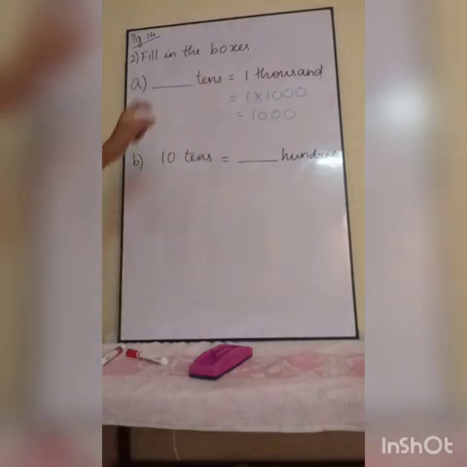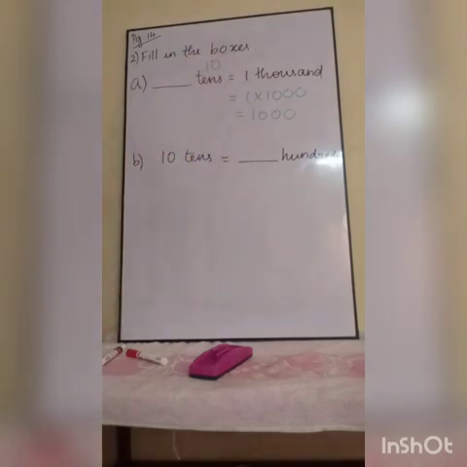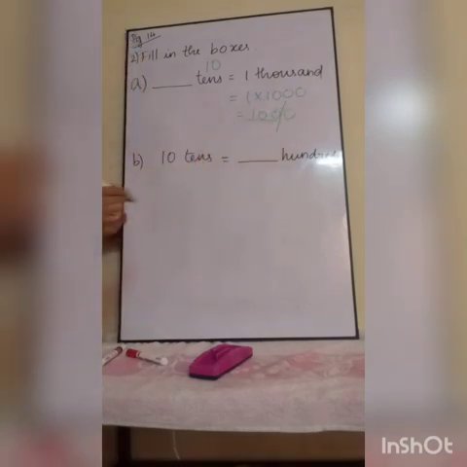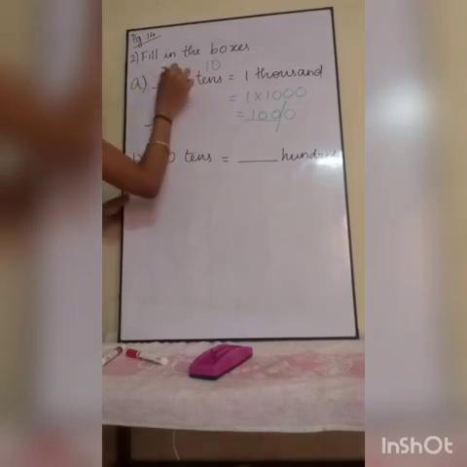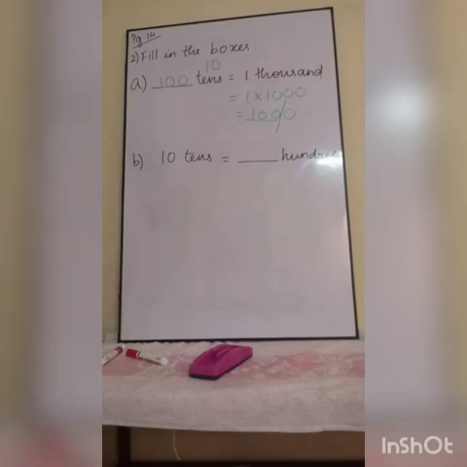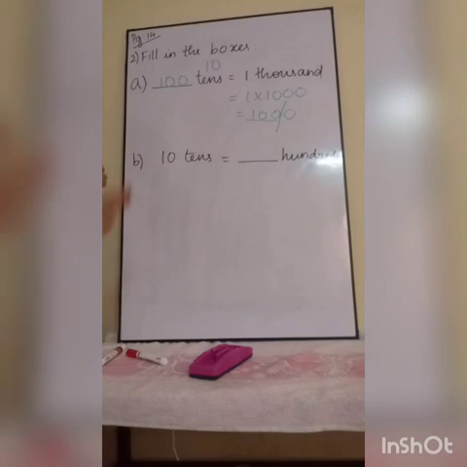So in that, can I separate tens? 10 has how many zeros? 1 zero. So I am going to separate 1 zero. What is remaining here? 100. So here you will write 100. So 100 tens is 1000. Listen one minute, 1 into 1000, 1000 I am writing.